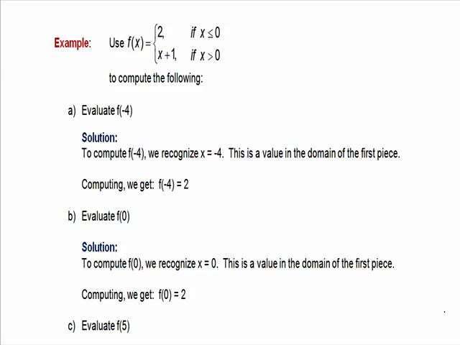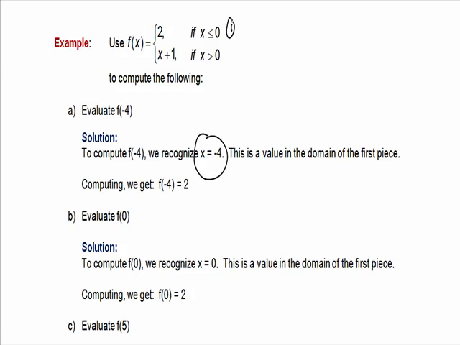First of all, I'd like to evaluate f at -4. Remember that to compute something like f at -4, we recognize x would have to be -4. And so we take that information and look back up at our function and say, okay, this is when x is -4. Which of those two lines does that go into?